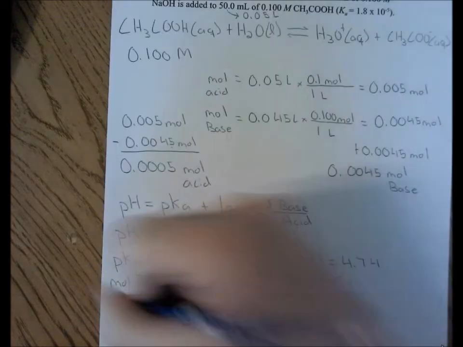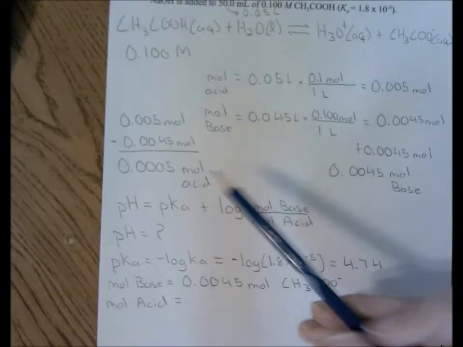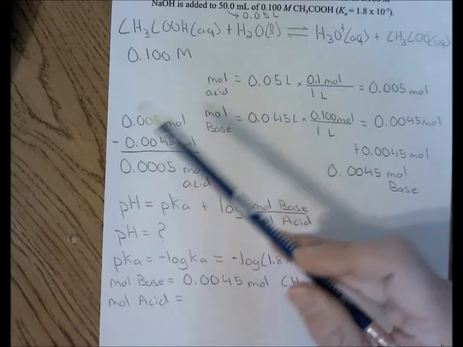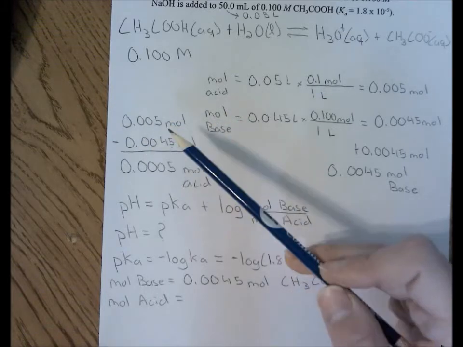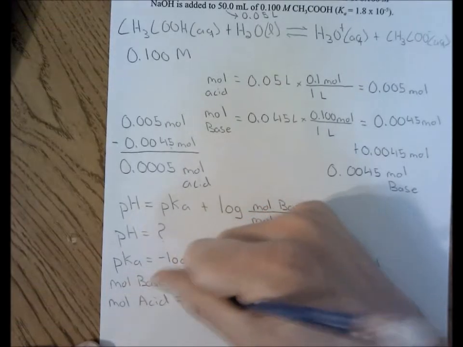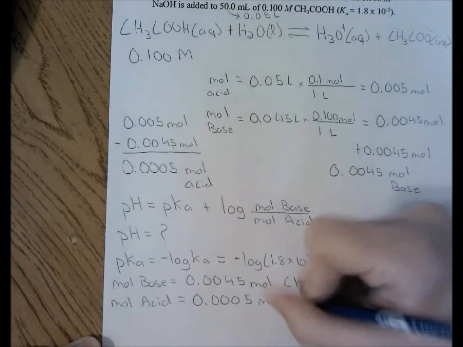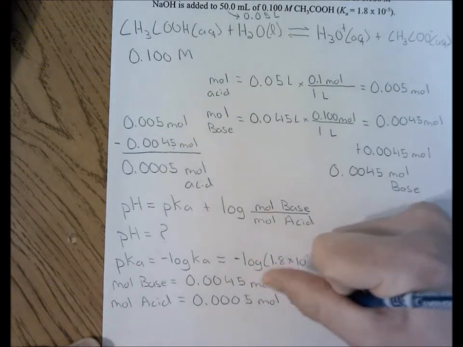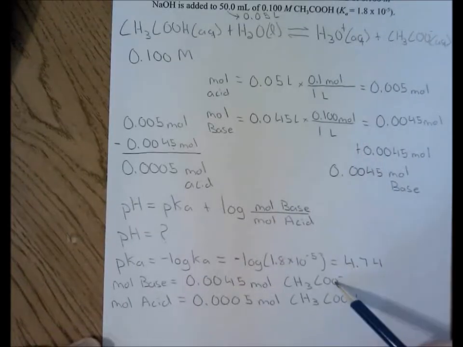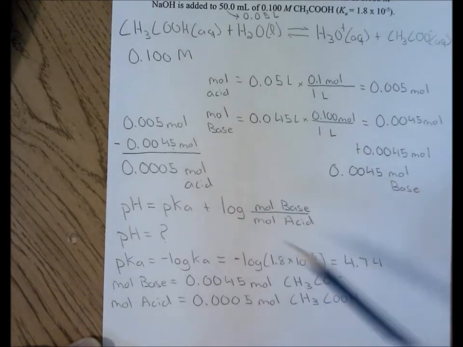And then our moles of our acid. Remember, for each mole of sodium hydroxide, that strong base we add, we have to take away from our original amount, our original value of moles of acid. So our moles of acid, which we calculated here, is 0.0005 moles of acetic acid, CH3COOH. Again, weak acid and its conjugate base. We have to have that to be able to use the Henderson-Hasselbalch equation.